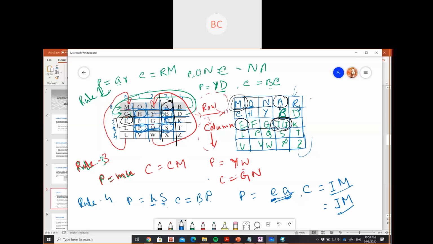Ma'am, if I write M first, then I or J, then what will happen? If you want to write M first, that means your word has to be A and E. Correct. In this, M is the replacement for A. So if you want to make it MI, that means your A has to be in front. Then only A will be replaced by M. Are you getting my point?